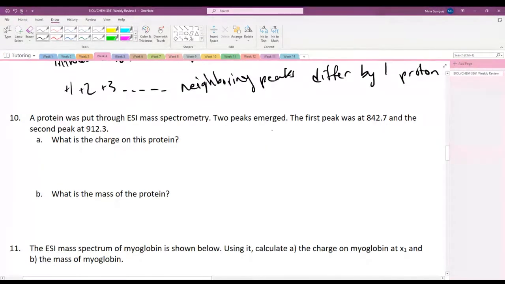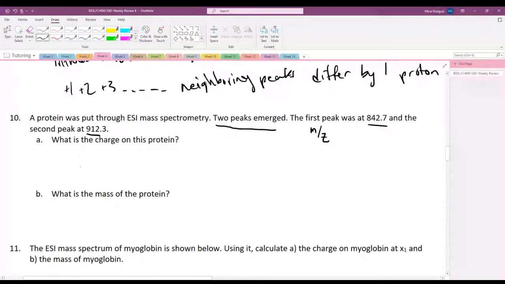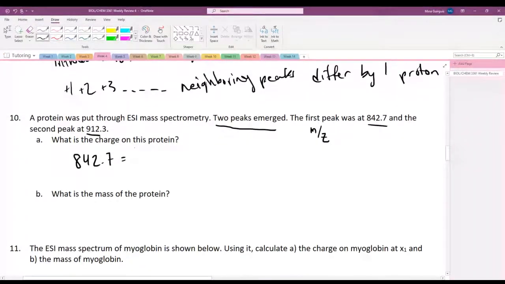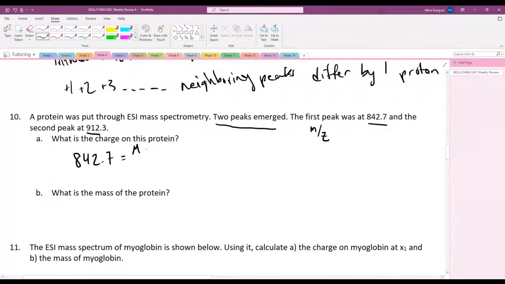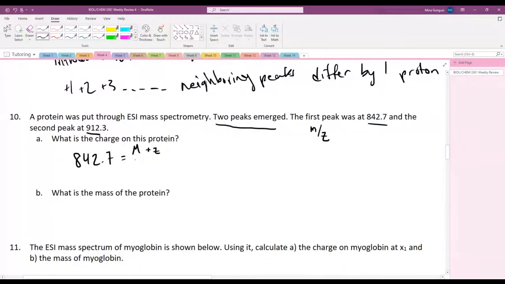This means neighboring peaks. Okay? First peak gave you this number, second peak at this number. What are these numbers? These are mass to charge, M over Z ratios, okay? So the way that I like to think of this is, okay, what is the mass to charge ratio? So I'm gonna do this with the 842.7. I'm gonna say, okay, what contributes to the mass? The mass of the overall peptide contributes, plus every proton contributes one Dalton. Okay, and what contributes to the charge? Well, just the number of protons. Great, that's resolved. Okay, all right.